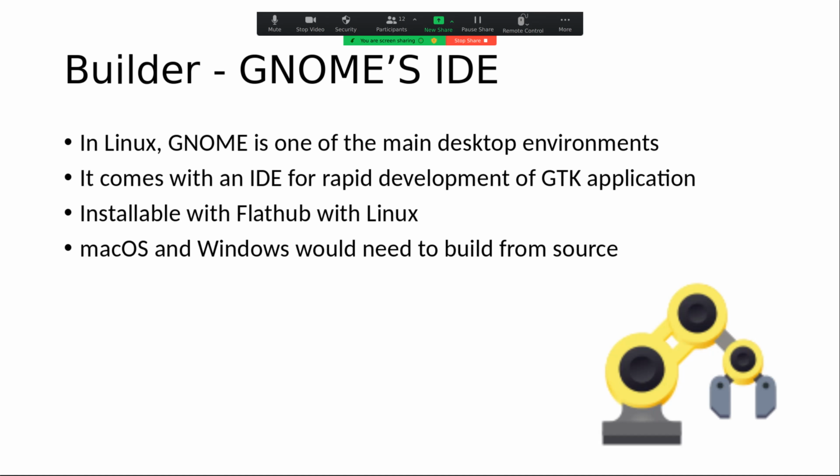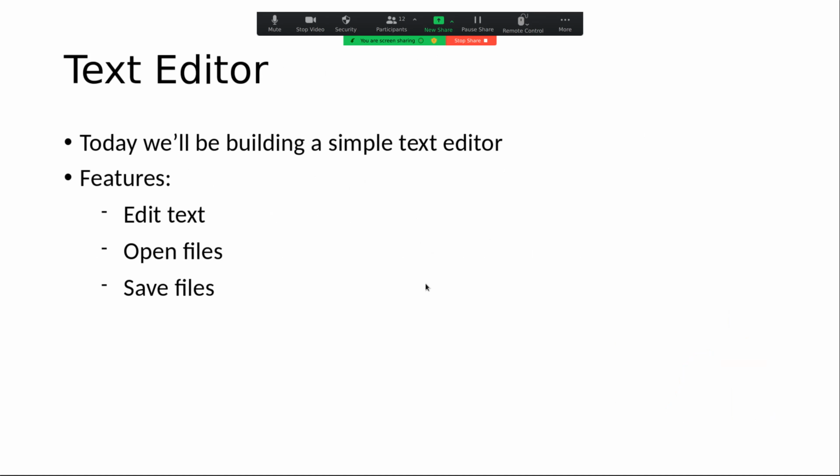Once again, like in Mac OS or Windows, we need to build Builder from source, which should be a little bit more challenging, but it's possible. You can use Meson to build it. So that's what Builder is, and we'll see that in a second. Today, we're going to create a text editor. So we want to be able to edit some text. Maybe we could open a Python file or something like that. We're going to keep things pretty simple for the text editor. So the goals today are being able to edit some text, open files, and save files, so we'll have a real text editor that we could really use, written in Python.